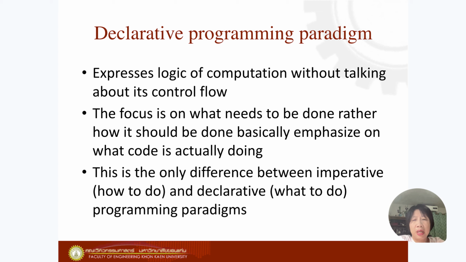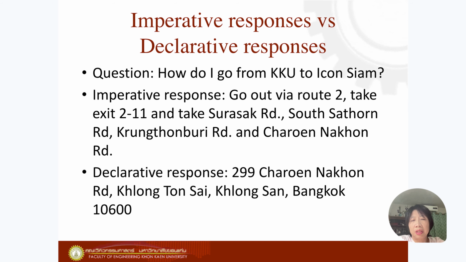And there is also another paradigm called the declarative programming paradigm. With this paradigm, it expresses the logic of computation without talking about its control flow. The focus is on what needs to be done rather than how it should be done. Basically, it emphasizes what the code is actually doing. And this is the difference between imperative, which is how to do, and declarative, where we just tell what to do.